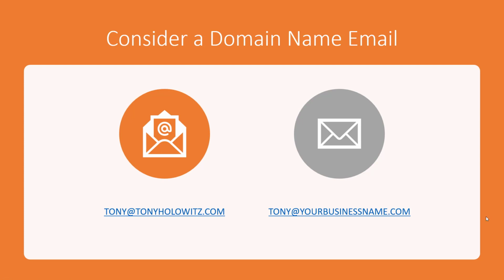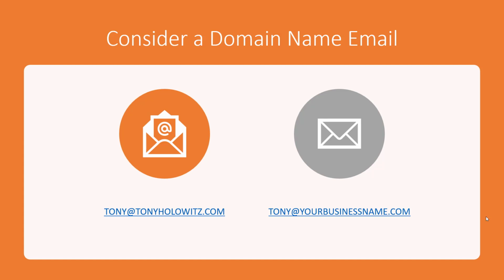One of the things I recommend is that you consider, if you're in business especially, or even personally, getting a domain name. For example, get a domain name of your first and last name. So for example, my name is Tony Holowitz. I own the domain name tonyholowitz.com. Once you own that domain name, you can set up an email address through that domain name. For example, tony@tonyholowitz.com. Or if you have a business, register your business name as a domain name so you can use Tony at your business name. Very vital, very important to do.